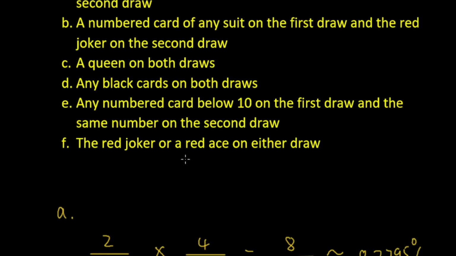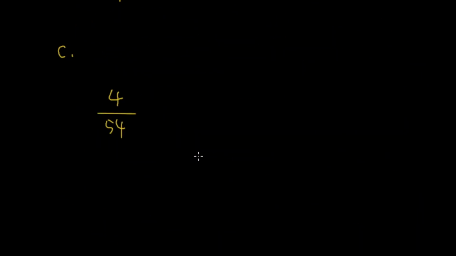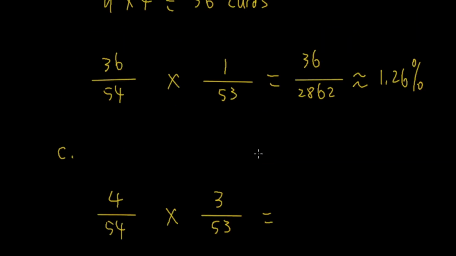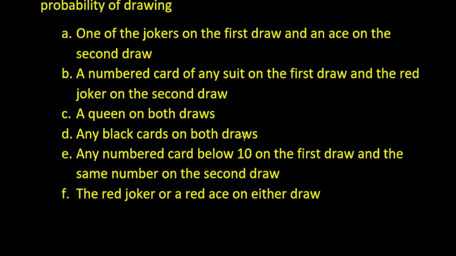Now again, on the second draw, it has to be a queen card too. But you already drew one of the queen cards on the first draw. So how many queen cards are left for you to draw on the second draw? 3. And you don't return the first card that you draw to the deck. So you have only 53 cards to draw from on the second draw. Now again, you multiply these two probabilities together, the first draw and the second draw, and that will give you the probability of the entire situation C.